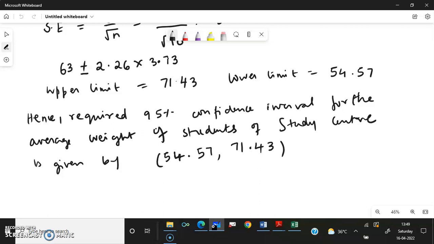The average, actually the population average weight, lies in this interval. Okay, the population average weight of students in the study center lies in this interval. That is what the conclusion is all about. Now we go to the next topic.